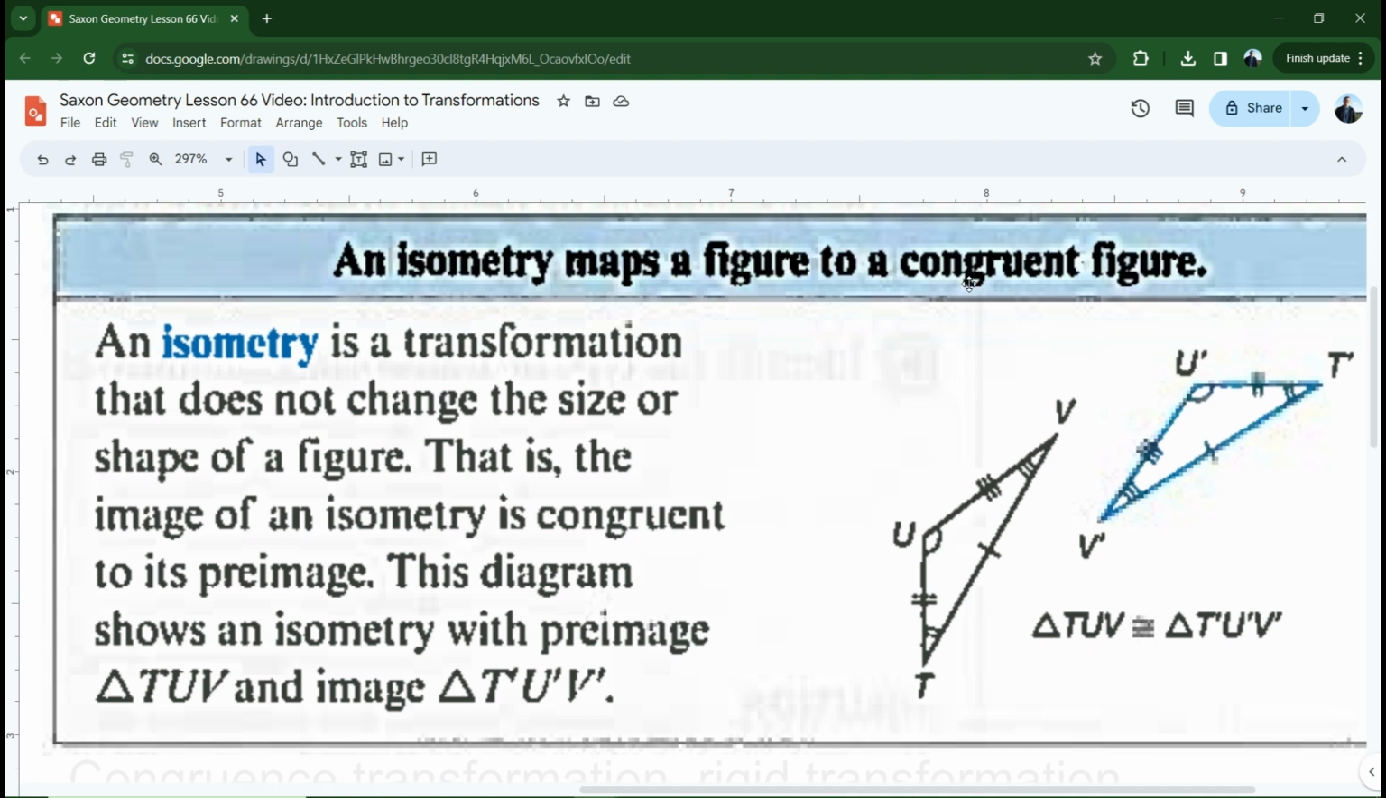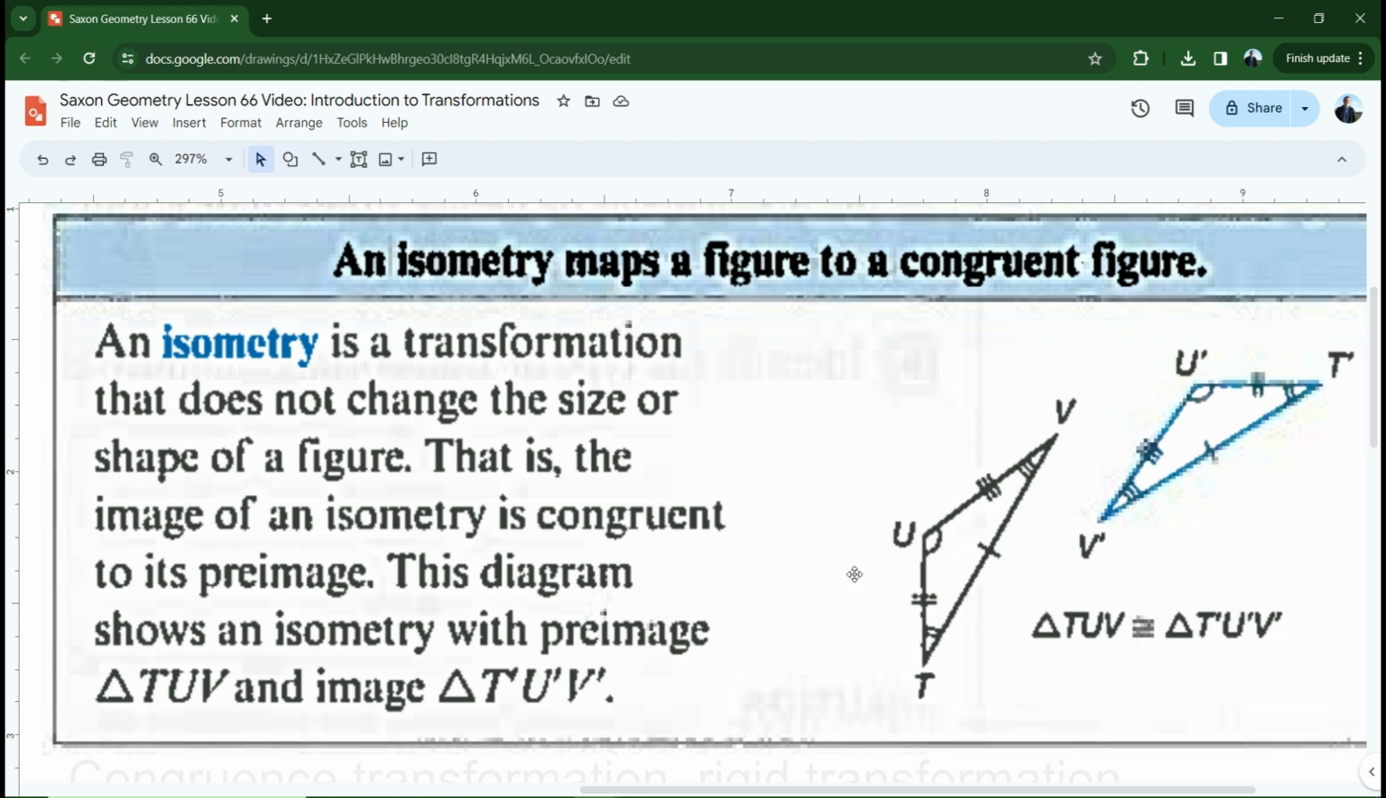Now, here's a definition of transformation that uses the word isometry and identifies a specific type of transformation that we're dealing with. So I could change the size of an image as well, or even the shape of an image in a transformation, but not an isometry transformation. And we're only going to be dealing with isometry transformations in this lesson. An isometry is a transformation that does not change the size or shape of the figure. That is, the image of an isometry is congruent to its pre-image.